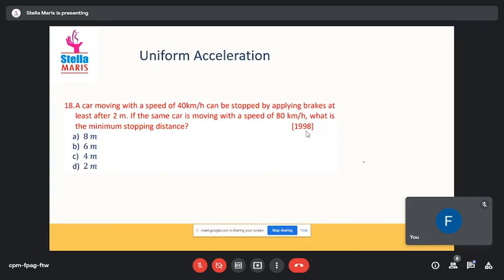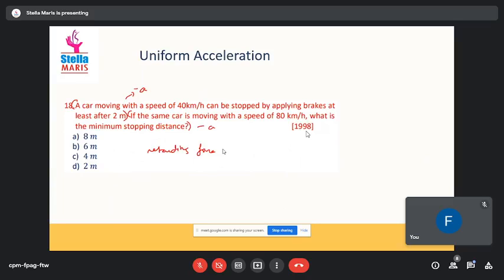For the same retarding force, I said that this acceleration is equal to this acceleration, sorry, this retardation. So there is the same retarding force. When there is the same retarding force, we can write like this.